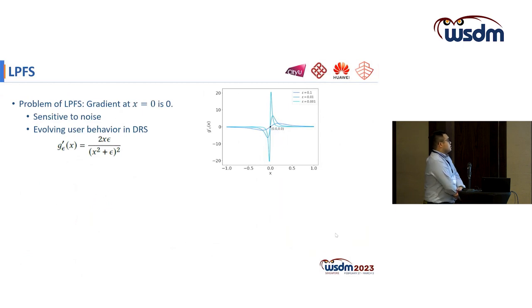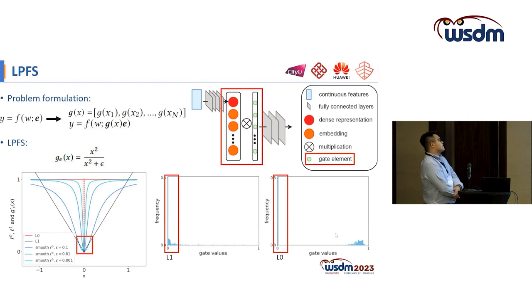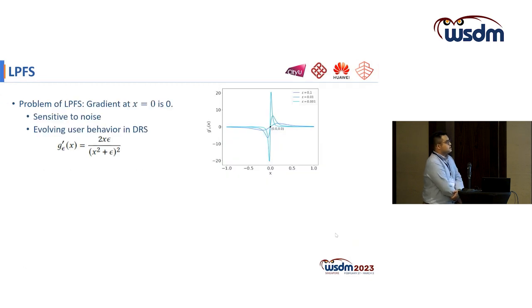However, generating a gate value like this function would lead to two problems. The first is that when x equals zero, the gradient is also zero for the aforementioned function.